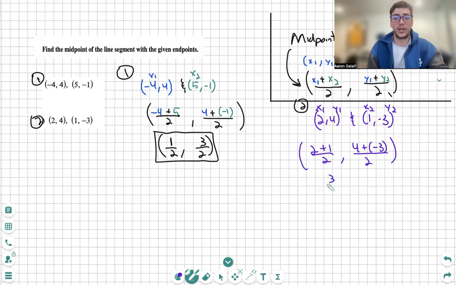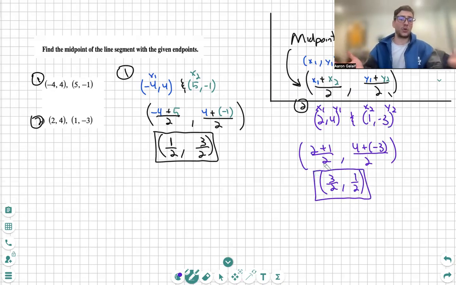2 plus 1 is 3. 4 minus 3 is 1. And thus we have our midpoint for those 2 points as well. As you can tell, fractions are okay. Sometimes there won't be fractions. As you can see, this method is fairly simple and very straightforward.